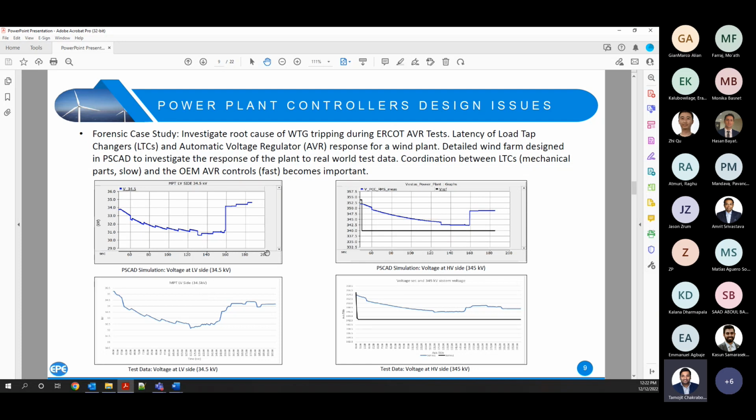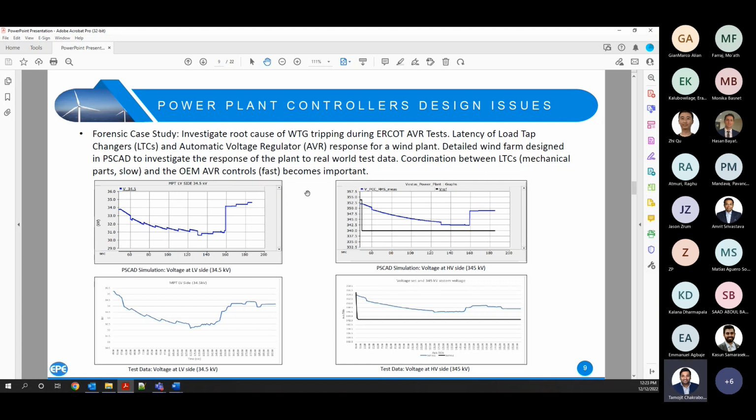And this is where I would say that being optimistic is important, because you have to make sure the models you have actually give the response that happened in the field. First of all, you have to replicate the event for such forensic analysis. This is important because the coordination between slow mechanical parts, like I mentioned, the load tap changers, and the VAR controls in the AVR for the OEM becomes important.